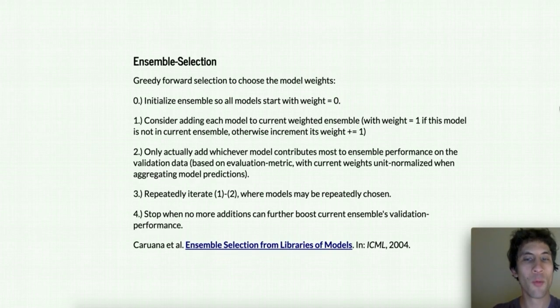Then we evaluate how the ensemble would perform with this model added based on evaluating the evaluation metric on the validation data, in this case, balanced accuracy. Then, in step 2, we only add whichever model actually contributed most to the ensemble performance on the validation data. Then we repeatedly iterate these 2 steps, each time considering adding all possible models to the current ensemble, and then only adding whichever one actually contributed most to ensemble performance. We stop when there's no more models we can add to the current ensemble to boost its validation performance.